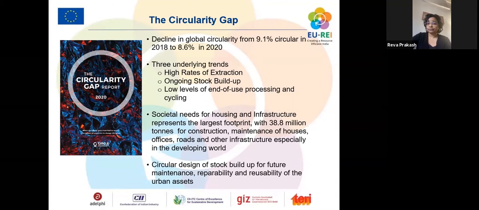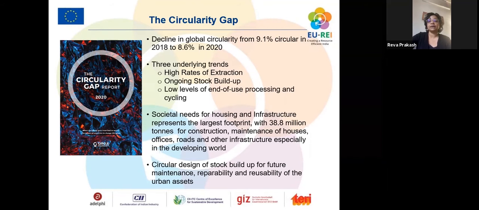They said that high rates of extraction continue despite a lot of policies around resource efficiency, circular economy, waste utilization and recovery. There's an ongoing stock buildup, especially due to the construction industry and due to building and construction around the world. And the levels of end of use processing and recycling are still very low. They're a fraction of what can actually be achieved.